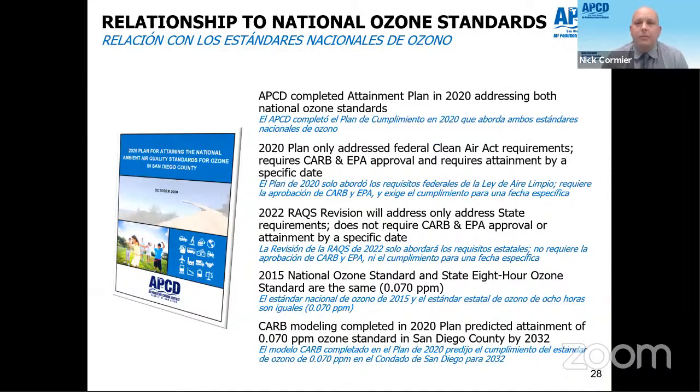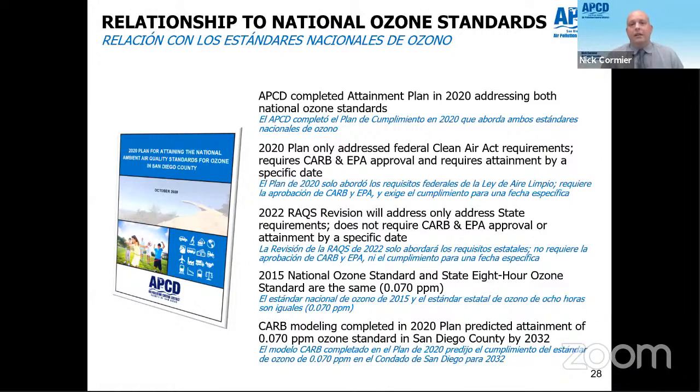It's important to understand how the upcoming RAQS revision relates to APCD's recently completed 2020 federal ozone attainment plan. For those who aren't aware, APCD's board adopted an attainment plan in 2020 as required under federal law for both national ozone standards, which are known as the NAAQS. The 2020 federal ozone plan only satisfied federal Clean Air Act requirements, not California Clean Air Act requirements. And unlike the RAQS, the 2020 federal plan required approval from the CARB board, which will also subsequently require approval from EPA. Our 2020 federal plan was approved by the CARB board in late 2020 and was submitted to EPA for consideration and approval earlier this year.